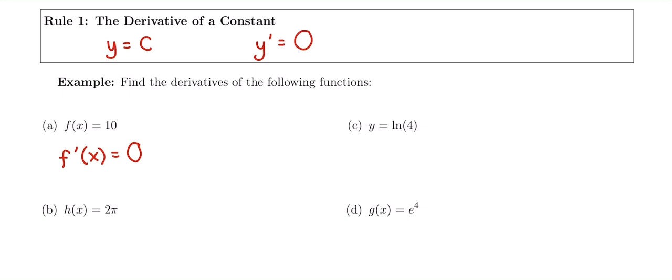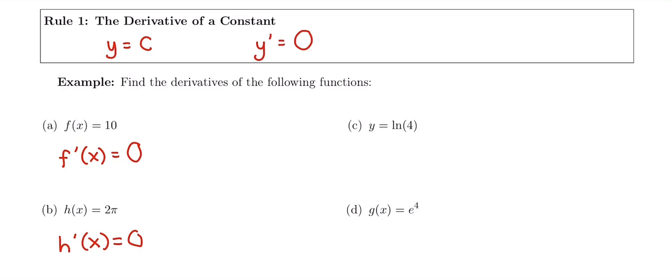Looking down at the next one, 2 pi. You can grab your calculator. You have a pi button on your calculator. It's got 3.14. It's a weird looking constant, but it is just a constant. If you plug in 2 pi, it's about 6.3. Well, it doesn't even matter what the number is. The derivative of every single number is 0. So h prime of x is 0.